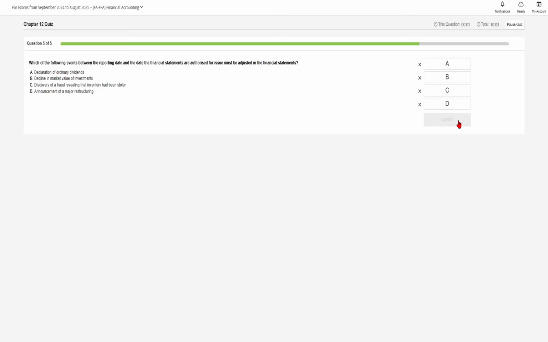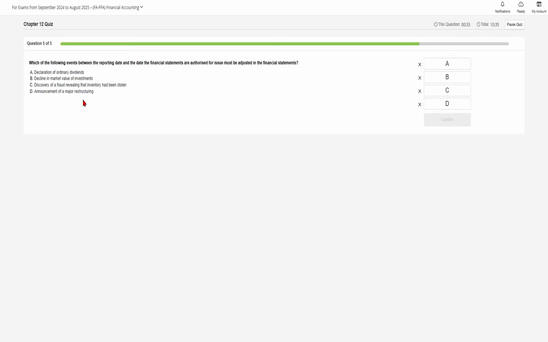Now the last question. Which of the following events between the reporting date and the date the financial statements are authorized for issue must be adjusted in the financial statements? The first one is declaration of an ordinary dividend. See, this is after your reporting date, and dividends declared after the reporting date are not a liability at year end, so they should be disclosed in the notes if material. Okay, but it is not an adjusting one.